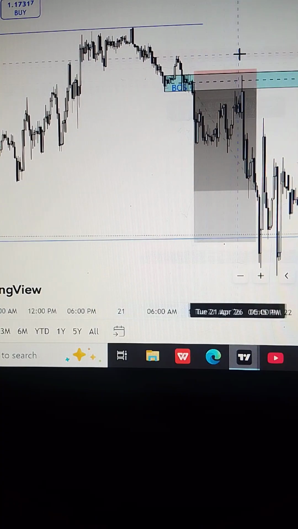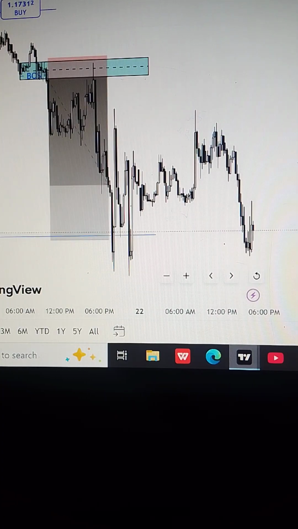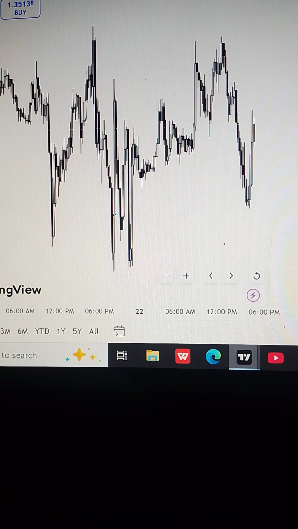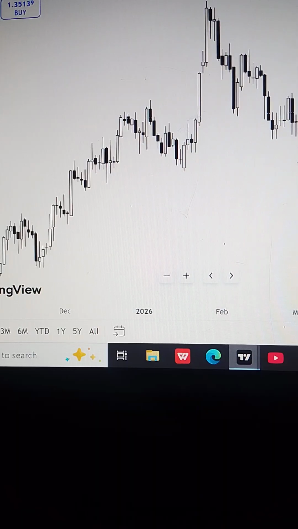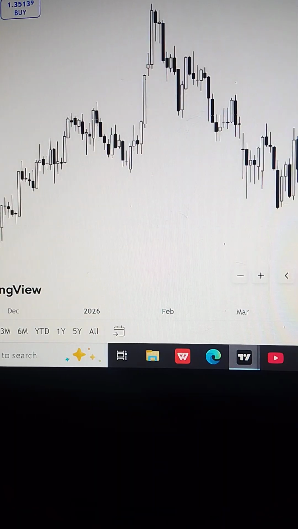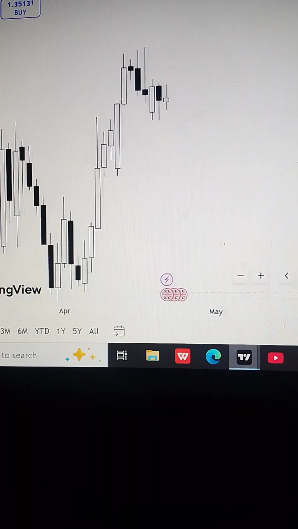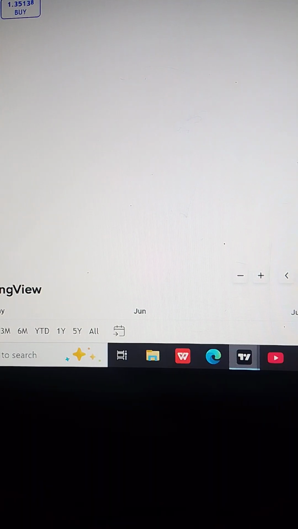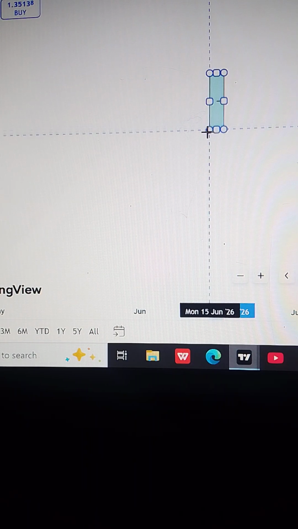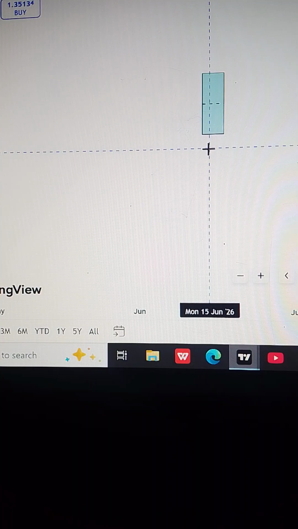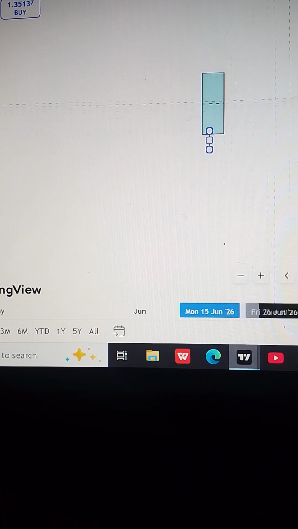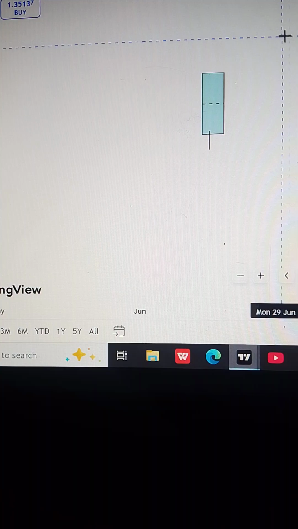So let me use another example on GBPUSD. Let me show you another one. So I've said you have a candlestick, and you have a candlestick like that, and we have another candlestick.